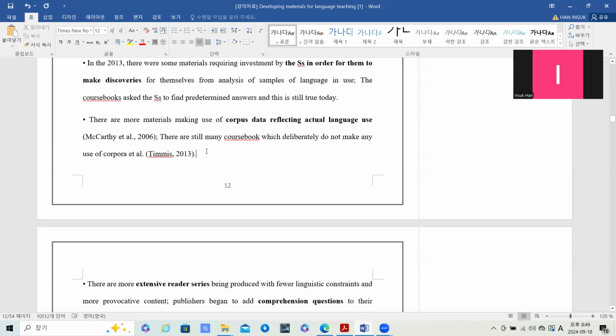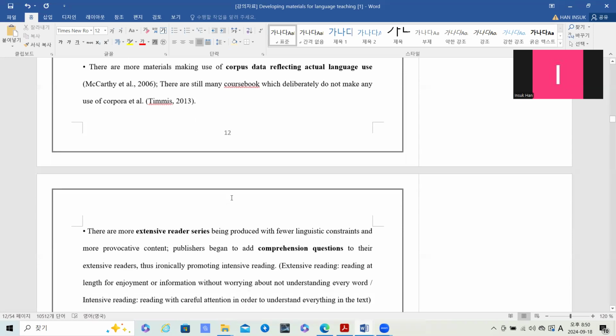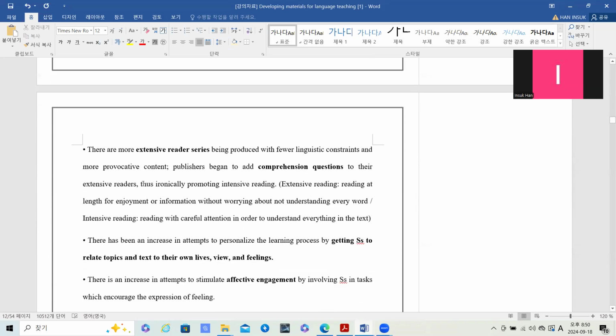Korean English language textbooks mandated by the Korean state as well. They also sometimes provide very unnatural expressions. There are more extensive reader series being produced with fewer linguistic constraints and more provocative content. Publishers began to add comprehension questions to their extensive readers, thus ironically promoting intensive reading.